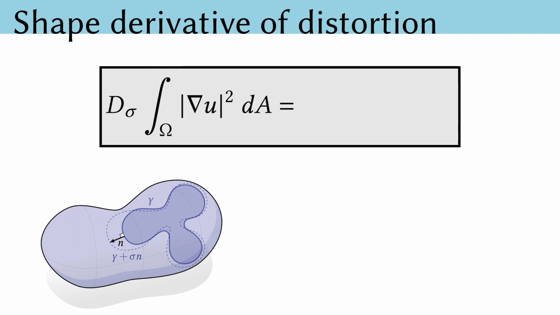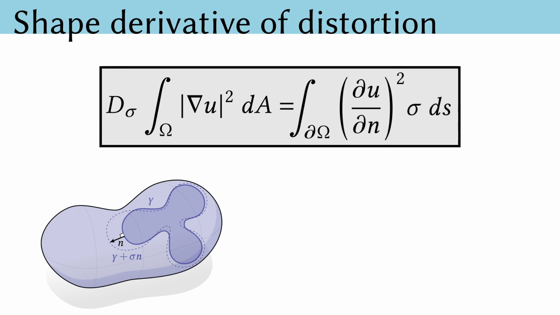When the dust settles, we'll see that the shape derivative of distortion is given by an integral around the boundary of the partial derivative of distortion squared times sigma. We are really surprised at how simple this formulation turns out to be. We're able to evaluate the change in flattening distortion induced by perturbing a cut via a relatively simple formula without ever actually computing a flattening.